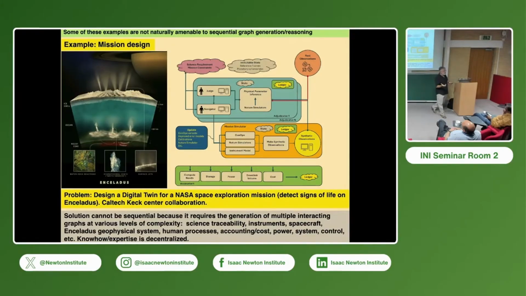If you actually watch NASA engineers trying to solve a problem like this, you will see that they are not doing it in a sequential manner, right? They go through multiple iterations where they have multiple graphs that they are trying to generate, and all these graphs must interact with each other at the same time.